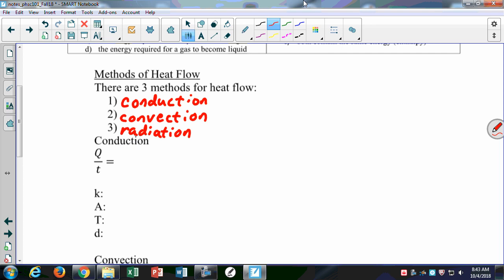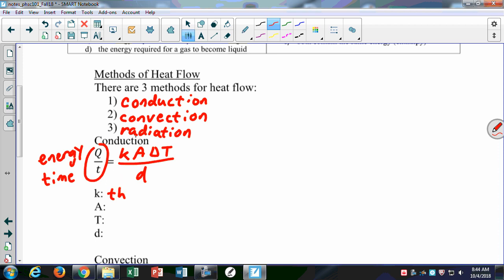All right, look. I want you to know this formula. We're not going to calculate anything with it, but it is kind of important. We'll spend the rest of our time on this. This is the rate of conduction. It's equal to K times A times delta T divided by D. This describes how much energy per time is conducted by a material. So this is energy per time. And I think that the relationships are kind of intuitive. So let me just define what these are. K is your thermal conductivity.